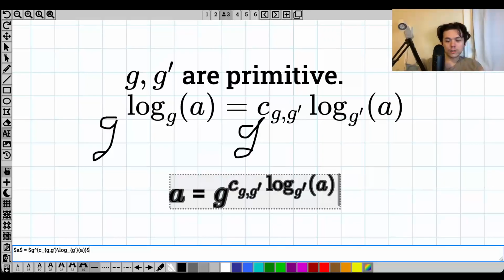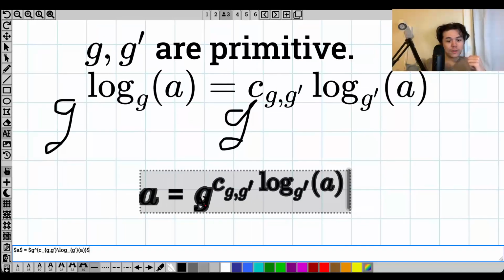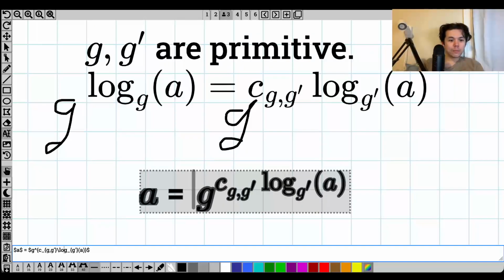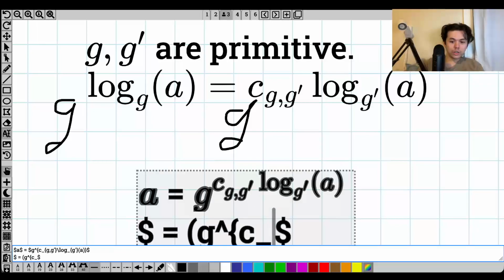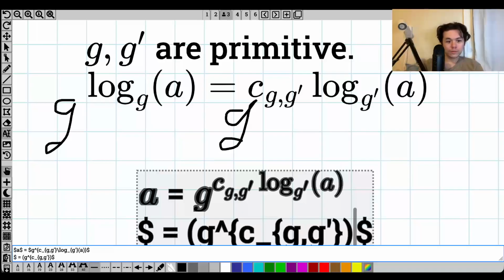Well, if you just look at this for a second, this also has the property that you can specialize this. Let's specialize it to be equal to g to the c_{g,g'}. It's a bunch of writing. That's what I'm finding. I'm just complaining. I'm just a lazy bones.